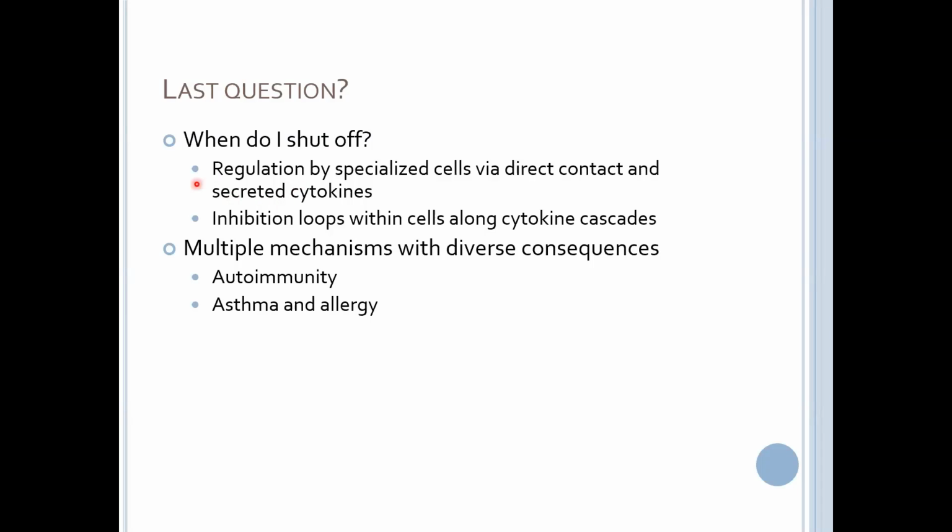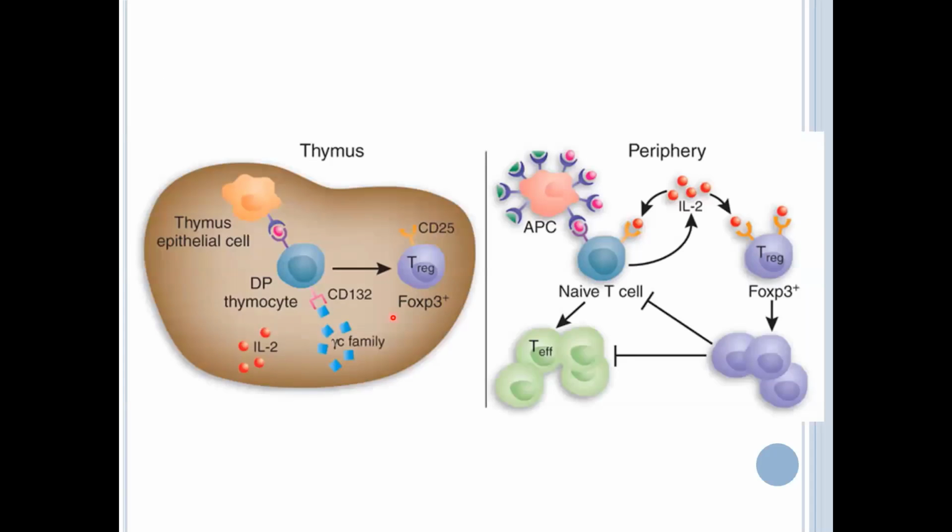And so this is regulated by specialized cells that talk either via direct contact or via a different set of secreted cytokines. And then there are lots of inhibition loops. I always said there's a stop for every go signal that's activated in the immune system. And if that fails, that's how you get autoimmunity, and that's actually how you get asthma and allergy as well. And the main cell type that is studied for this purpose, though there are many effector mechanisms of regulation, is the cell type called the Treg.